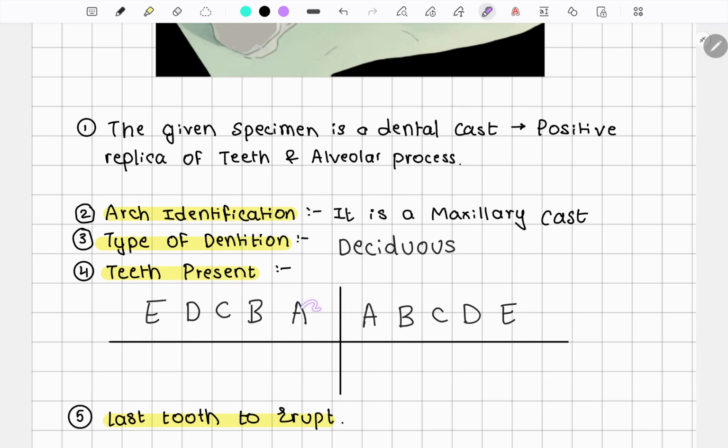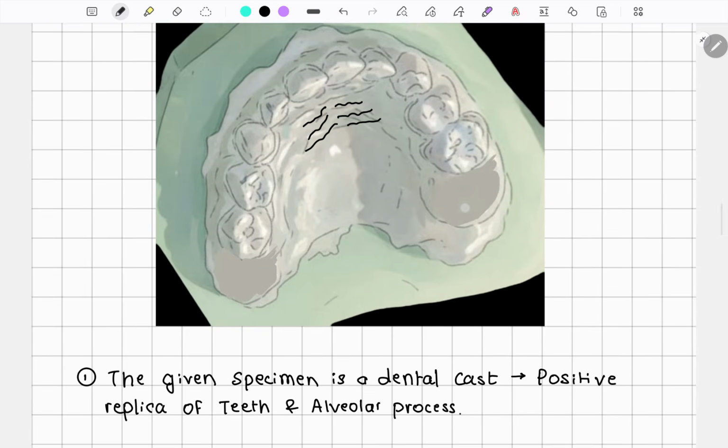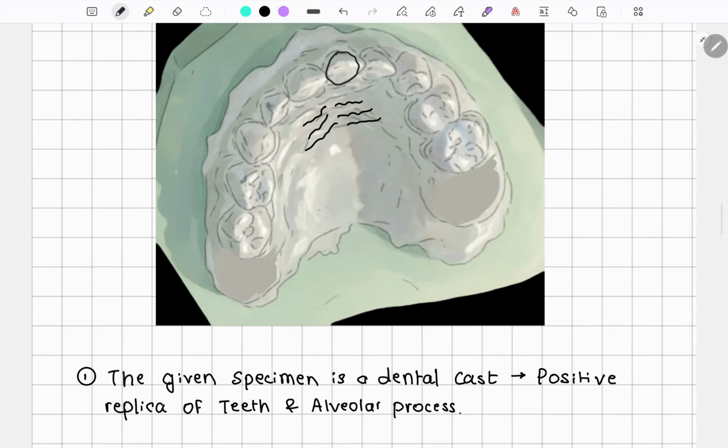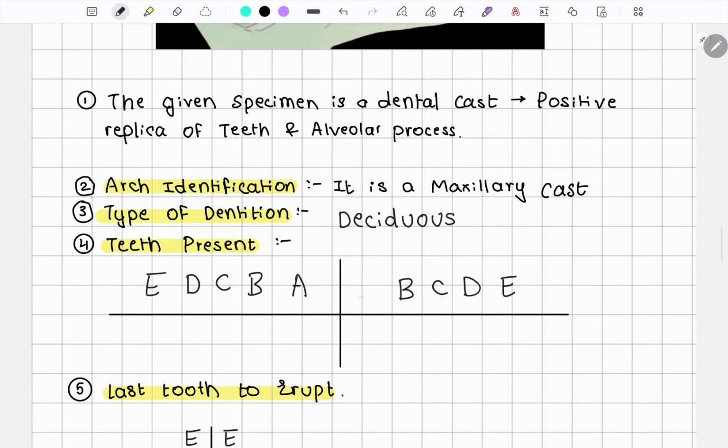Remember, for primary teeth we write the alphabets and not the numbers. So it will be A, B, C, D, E, A, B, C, D, E, as all teeth are present in both the quadrants. If a particular tooth is missing in one quadrant, for example, this maxillary central incisor is missing, so I will put a dash over here instead of writing A.